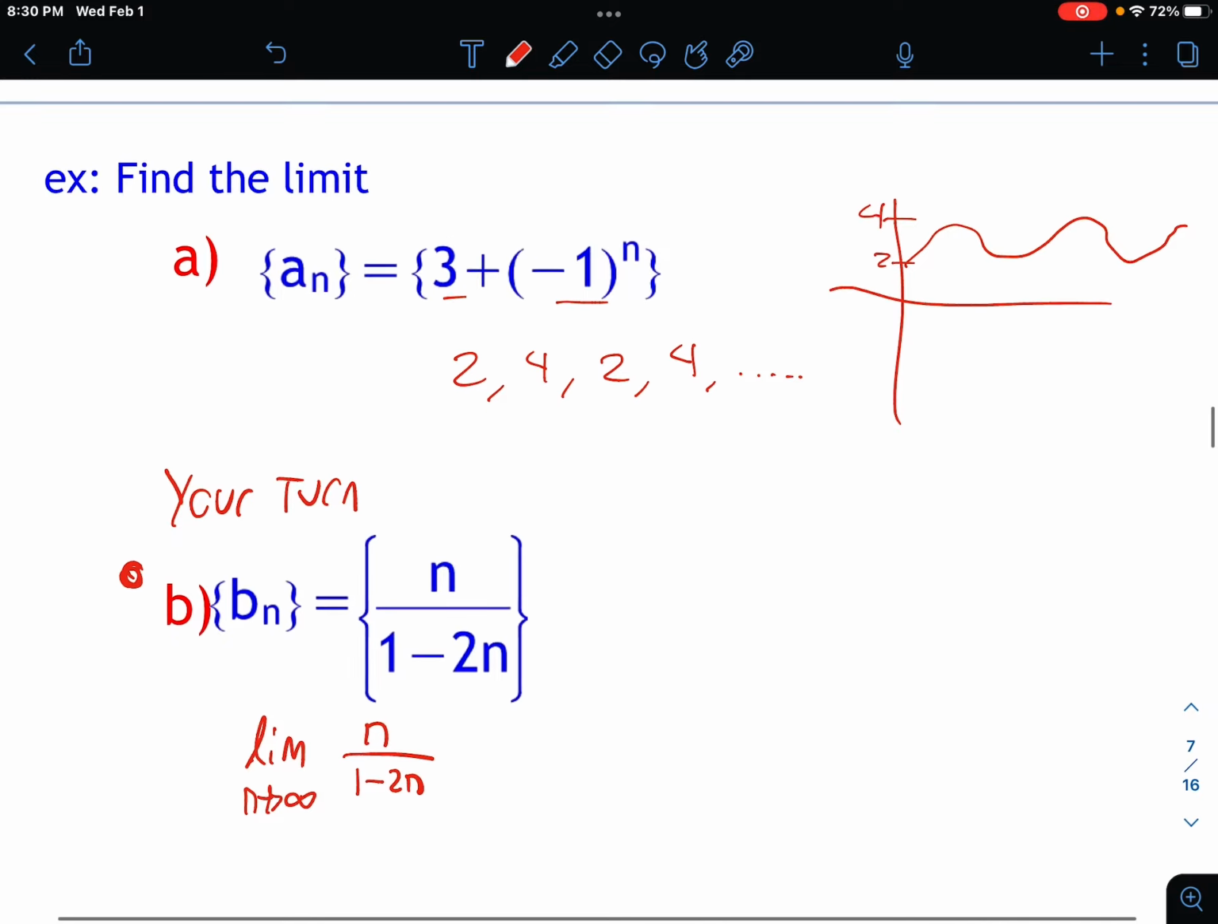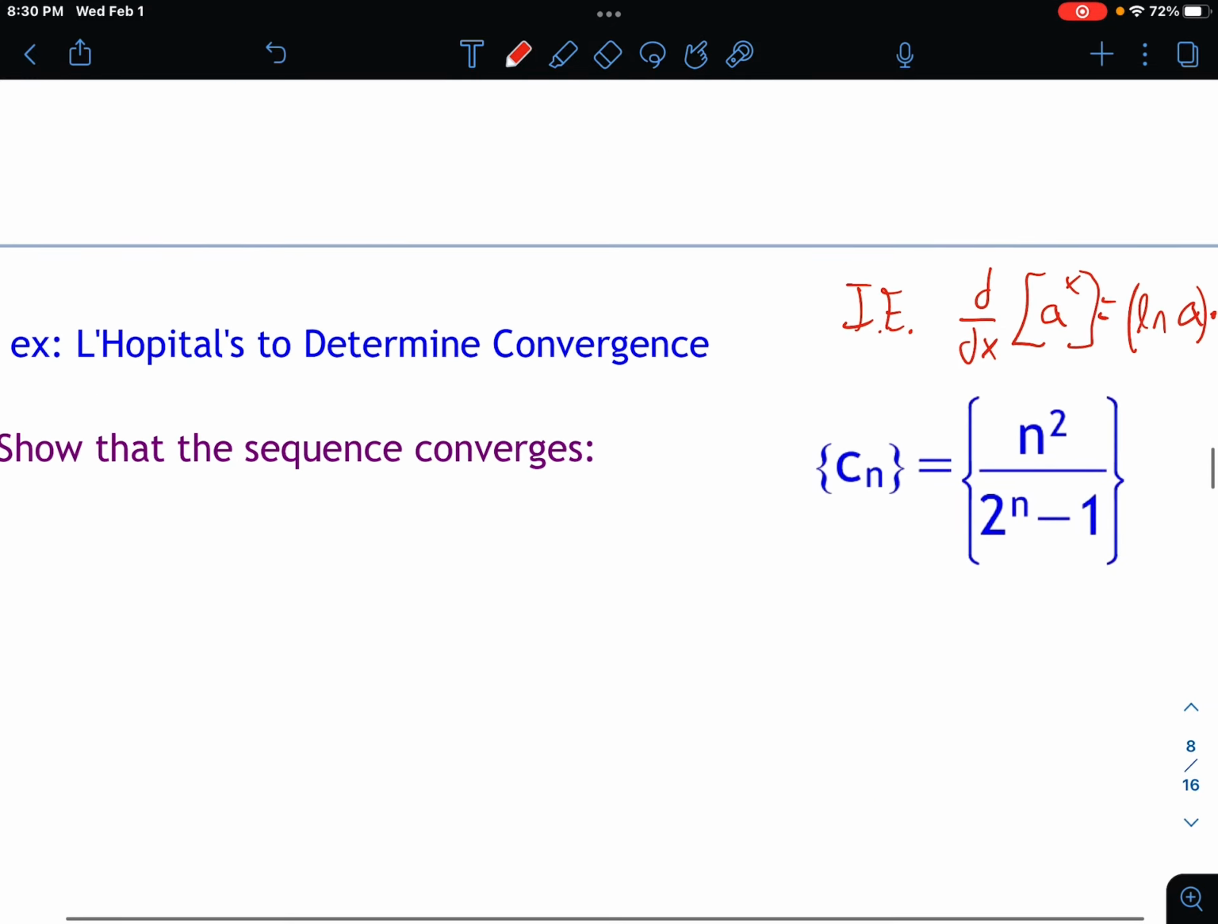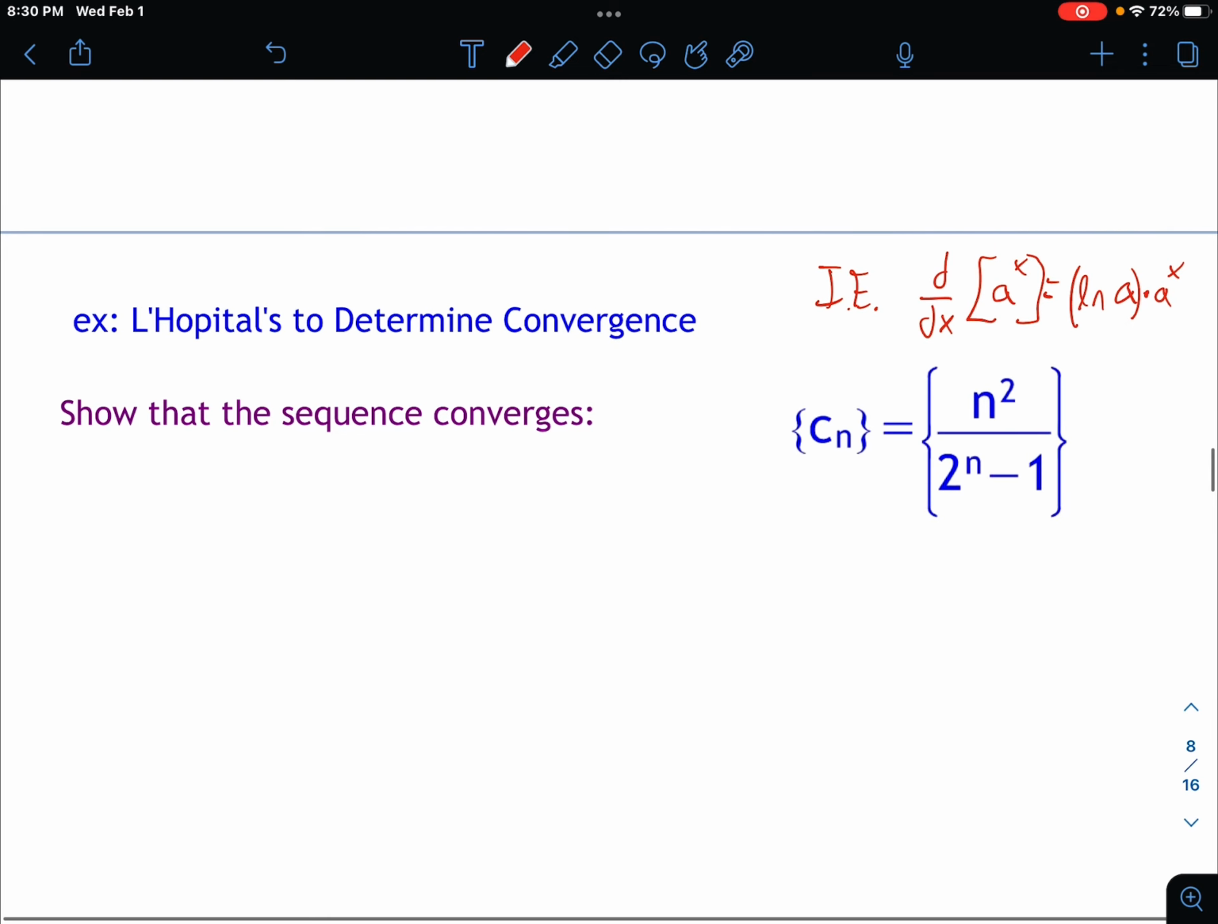All right. On to the next problem. This one is another one that's going to require L'Hopital's rule. This one, however, has an a to the power of u, so we're going to have to take that into consideration when we do it. I wrote the rule up on the top, so we can actually leave this to you.